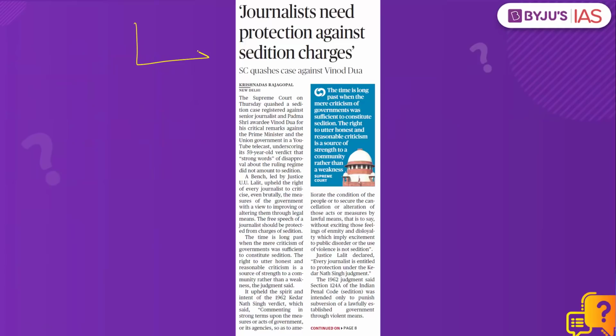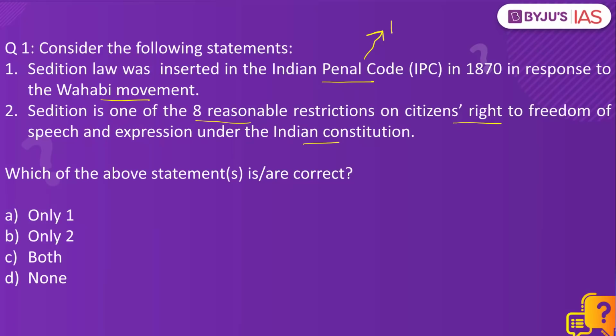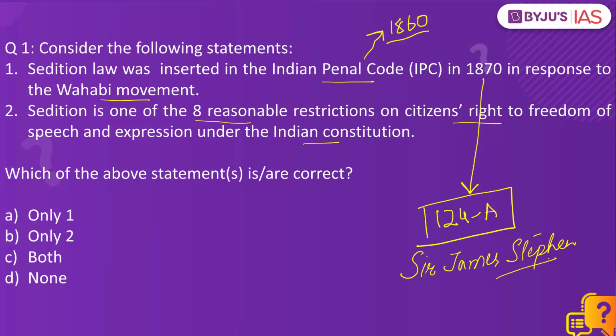What is the context? This is page number 1 of today's The Hindu newspaper. Journalists need protection against sedition charges, says the Supreme Court, quashing the case against journalist Vinod Dua. When the Indian Penal Code was enacted in the year 1860 by Lord Macaulay, sedition law was not part of it. It was only in the year 1870 that sedition was included under the Indian Penal Code under Section 124A. And this was during the time of Sir James Stephen, in response to the Wahhabi movement.